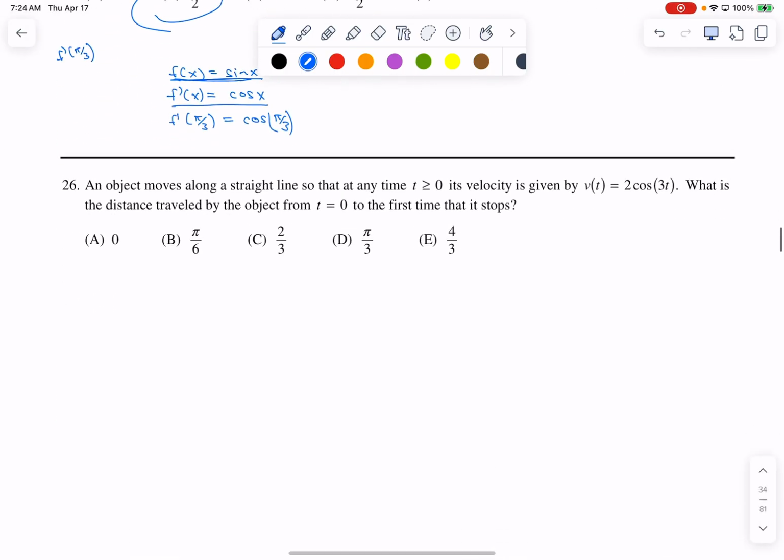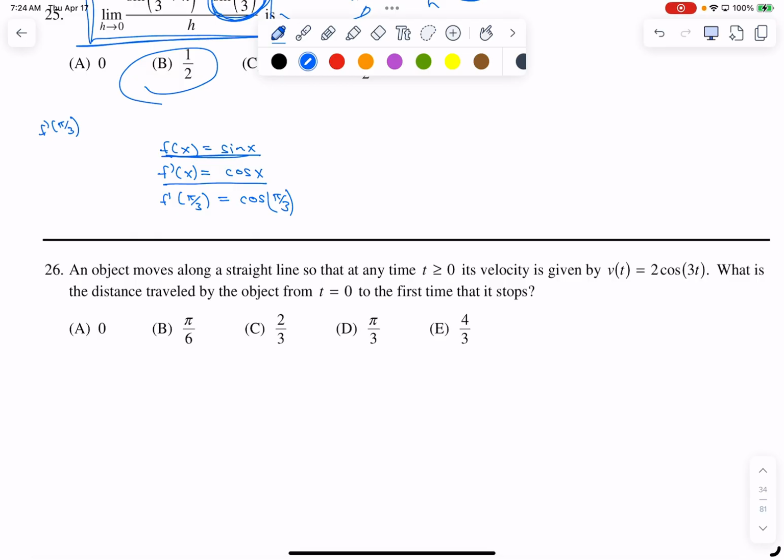Okay, next one. An object travels in a straight line for any time t greater than or equal to 0. Its velocity is given by this. Oh, this is awesome too. This is an easy one. An object moves along a straight line for time t greater than or equal to 0, and its velocity is equal to 2 cosine 3t. What is the distance traveled by the object?